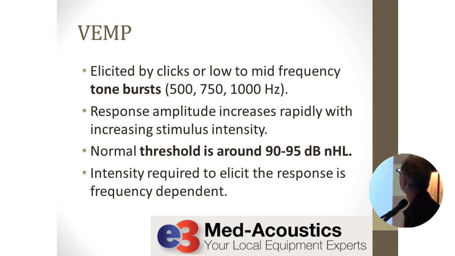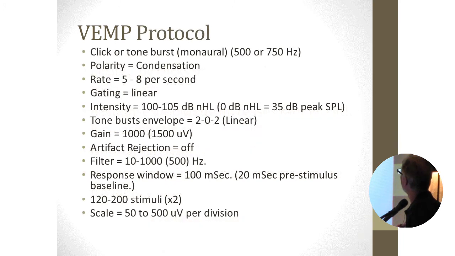All right. The protocol that we use is a tone burst, 500 or 750, whichever one will go louder. I just make it a condensation click. I do it at a low rate, 5 to 8 per second. No Bayesian weighting or anything like that. I'm trying to punch the saccule, so we got a better result just by using linear. No Blackman filter, just linear filters on the tone burst. And then intensity, something over 100 dB. You can have a rise time of 2 milliseconds. That's fine. That's the same thing we do for most tone bursts.